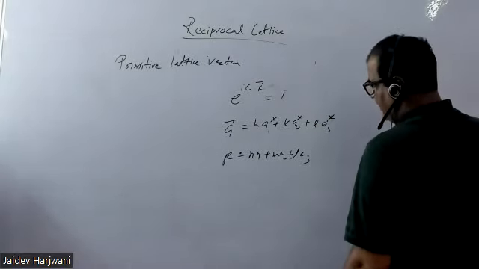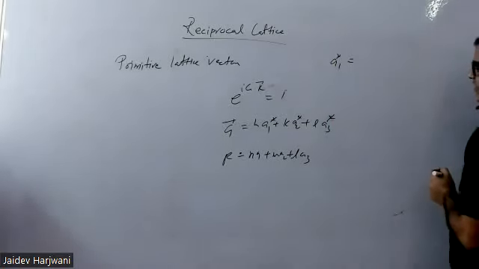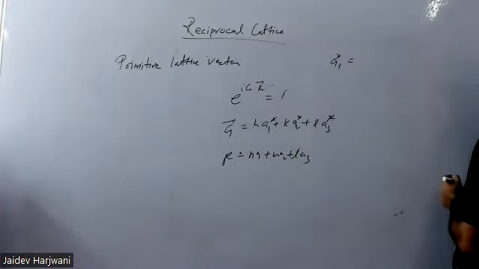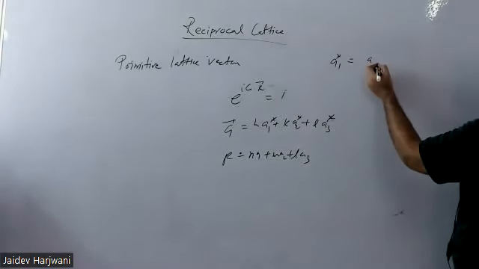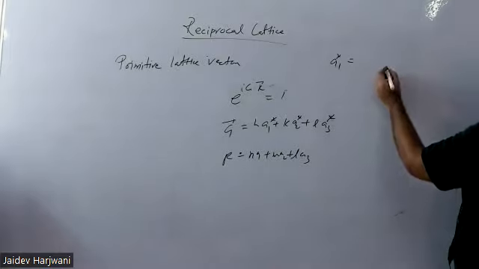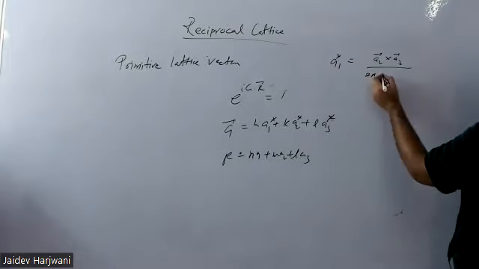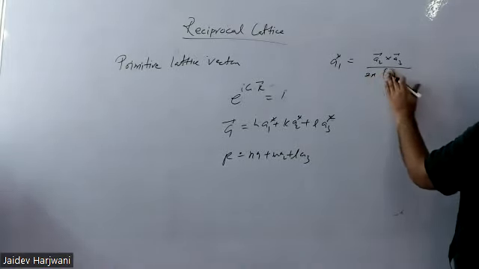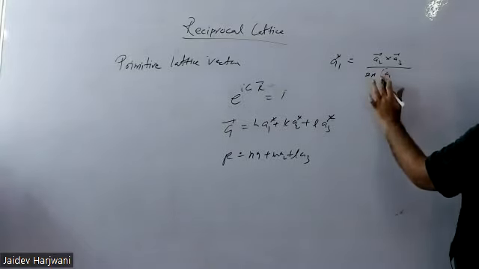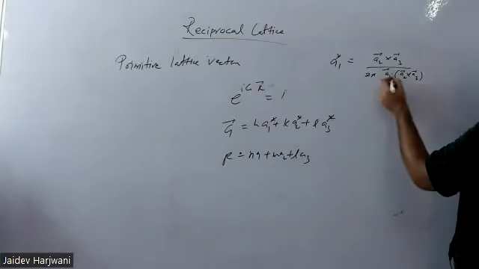And what is the value of a1*, a2*, a3*? Tell me what is the value of a1*. The formula is a1* = 2π (a2 × a3) / (a1 · a2 × a3), where the denominator is the volume V. So this is a1 · a2 × a3, this is the volume.